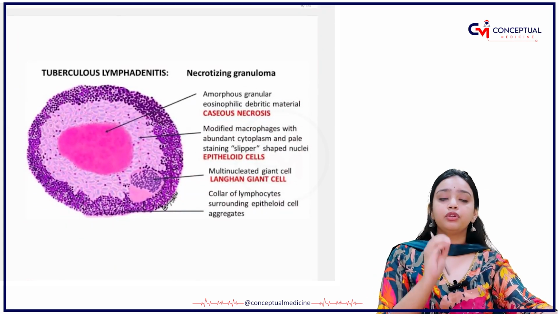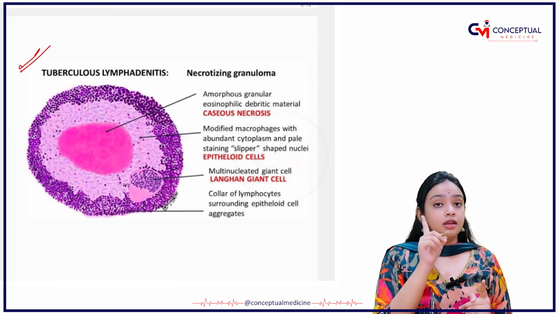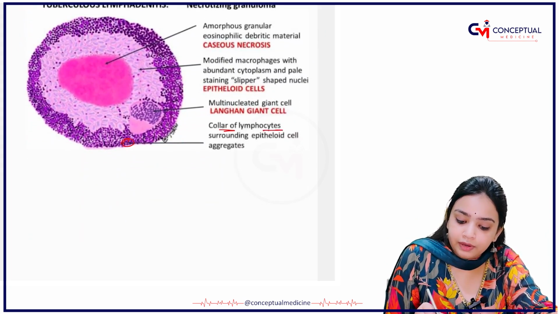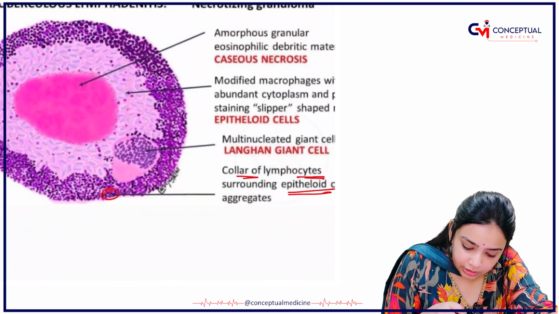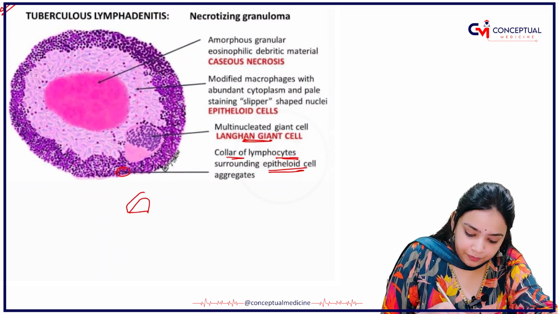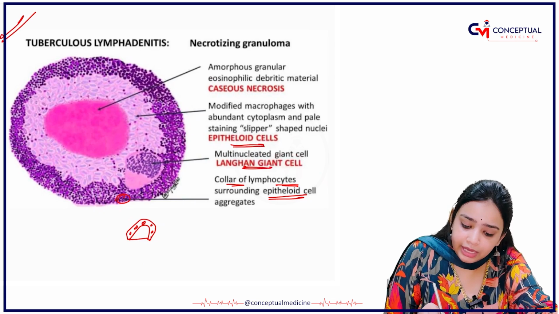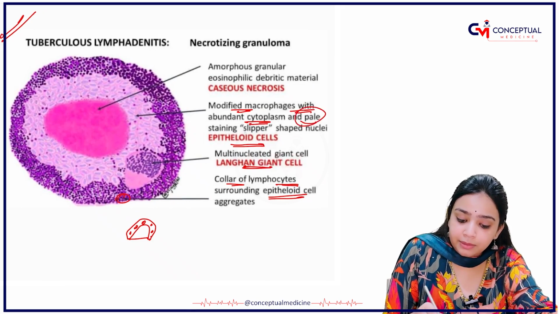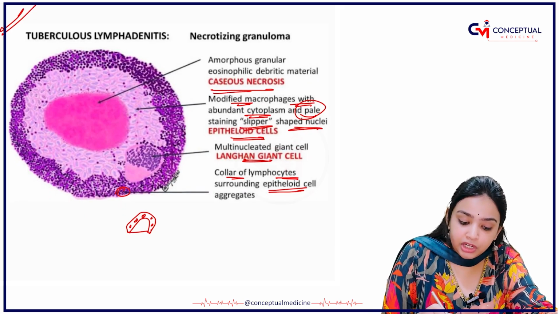See this very, very beautiful figure. If a question on granuloma comes in your exams, you have to draw this diagram. Let's start from the very periphery. You have the collar of lymphocytes surrounding the epithelioid cells. Here you are able to see the Langerhans giant cells with this kind of arrangement, right? Then you are able to see epithelioid cells. They are modified macrophages with abundant cytoplasm and pale staining slipper shaped nuclei. Then you have the caseous necrosis.